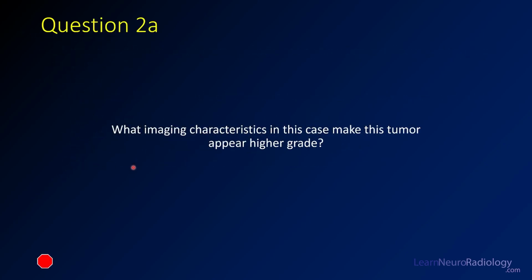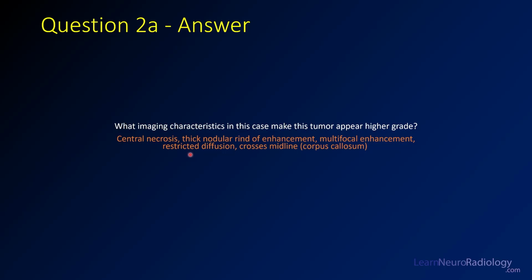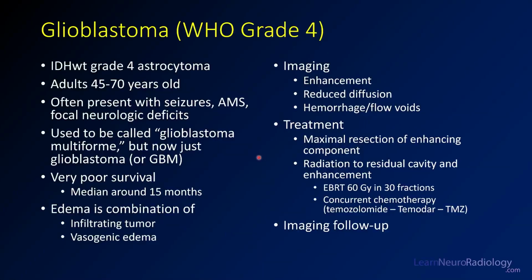So our question here is, what imaging characteristics make this seem like a higher grade tumor? And so the things that we saw are central necrosis, that nodular line of enhancement, the multifocal enhancement, abnormal diffusion that makes you think it's very cellular, and it also crosses the midline and through the corpus callosum. So we're thinking this is a high-grade tumor, probably a glioblastoma.